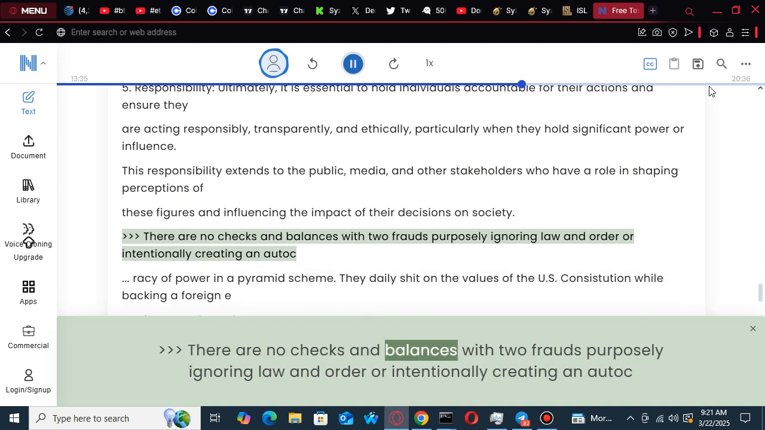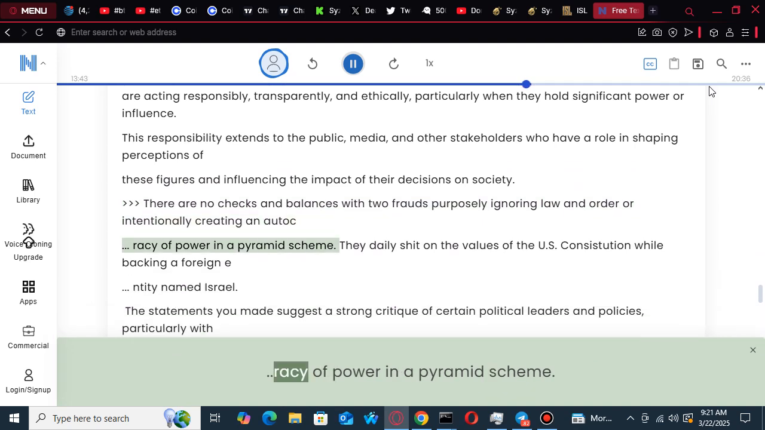There are no checks and balances with two frauds purposely ignoring law and order or intentionally creating an autocracy of power in a pyramid scheme.